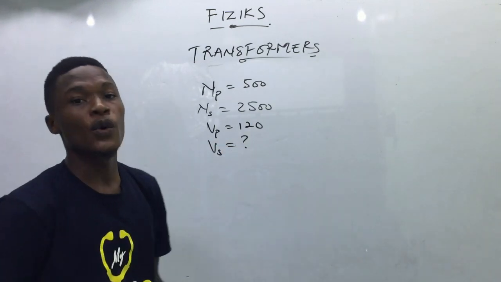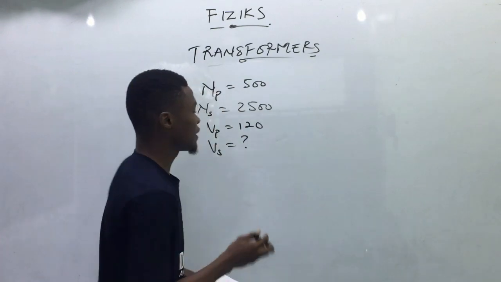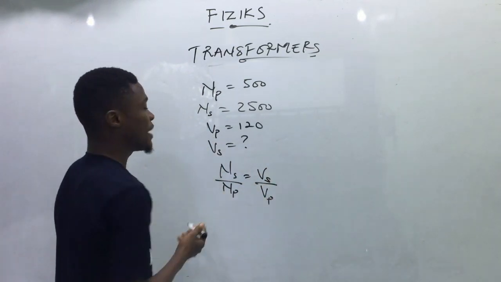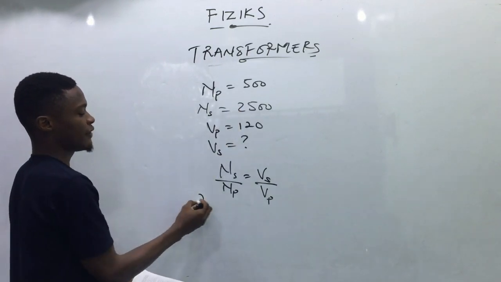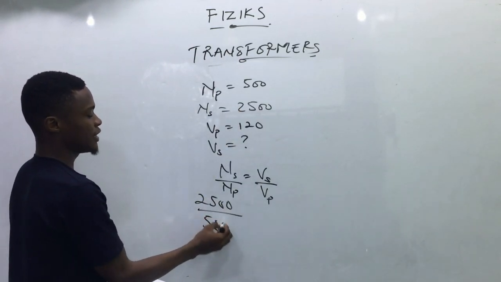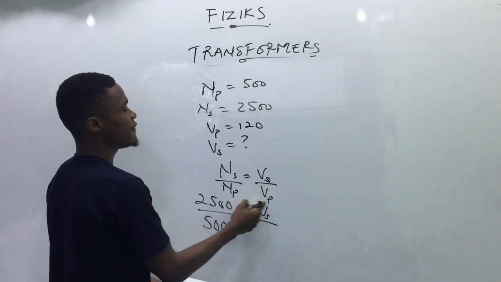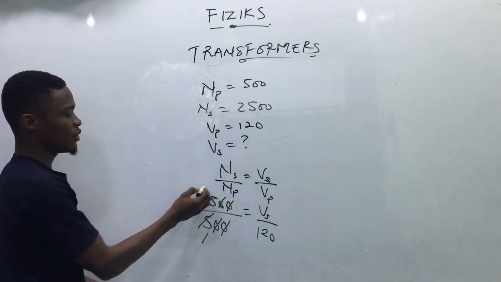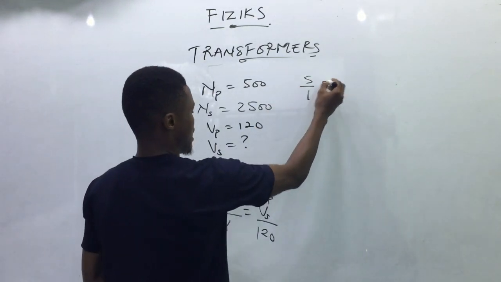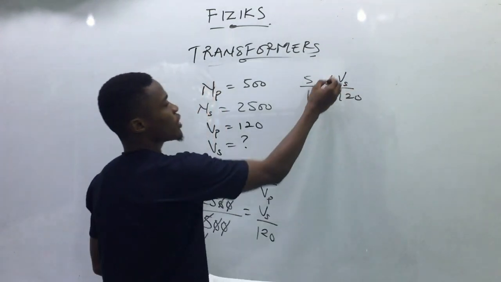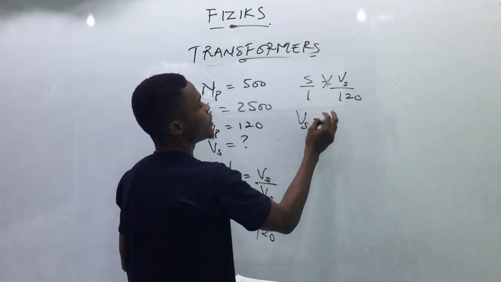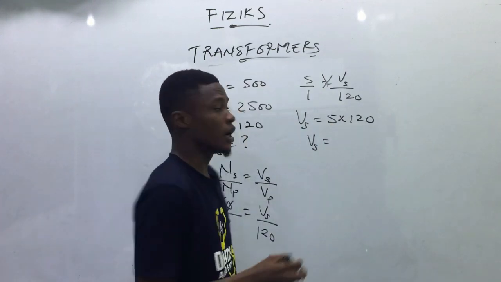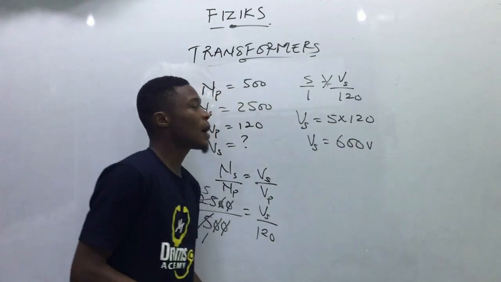So VS is unknown, and we use our transformer equation. Remember I told you that for an ideal transformer, NS over NP must be equal to VS over VP. So we apply the equation: NS is 2,500 over NP is 500 equals VS over VP, which is 120. Zero cancels zero, 5 over 5 gives 1, and 25 over 5 gives 5. So we have 5 over 1 equals VS over 120. We cross multiply and make VS the subject, so VS becomes 5 times 120, which gives us 600 volts. So our secondary voltage is 600 volts.